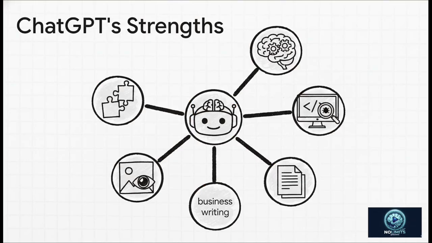As you can see here, ChatGPT is fantastic at reasoning, at business writing, and it's especially good at coding and finding bugs. It can even understand what's in an image and connect to other tools. So bottom line, if you need a powerful generalist for automation or just brainstorming ideas, this is your go-to.